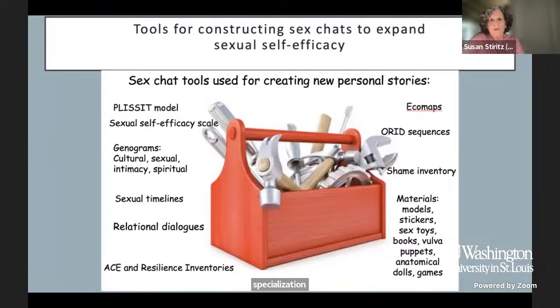So sex chat tools used for creating new personal stories include many social work interventions. We start with the PLISSIT model. We already looked at the sexual self-efficacy scale. We use what you all know about from social work: genograms, sexual timelines, relational dialogues, ACE and resilience inventories, ecomaps, ORID sequences, shame inventories, and lots of toys: model stickers, sex toys, books, vulva puppets, anatomical dolls, and games.